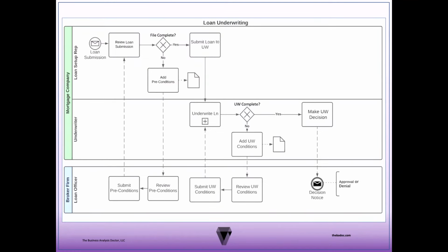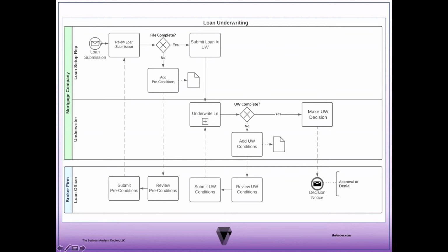Now let's take a look at an example BPMN model using a loan underwriting process. In this example, we'll be looking at a collaborative diagram, which involves two separate organizations, a mortgage company and a broker firm. We can see that the mortgage company has two roles of loan setup rep and underwriter, each in its own lane. The broker firm only has one swim lane for the loan officer role.